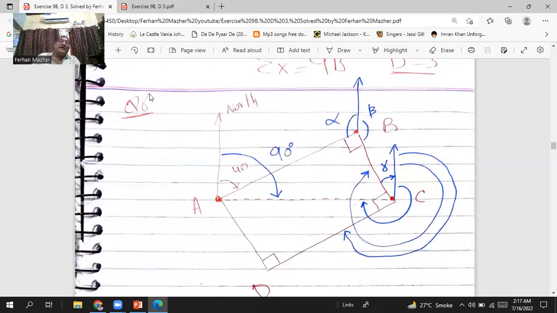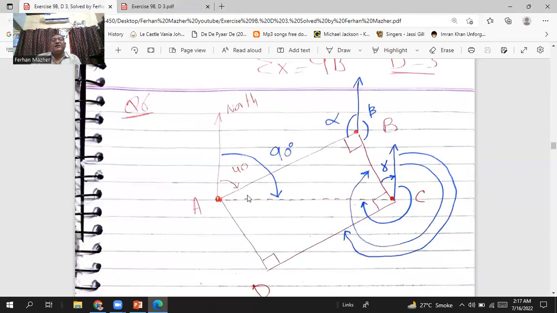So here I started making a diagram from the point A. On A, I will draw north. The bearing of B from A is 40, so I made a line here. This is point B, and this bearing is 40. The bearing of the point C from A is 90, so C basically is in the east of A.